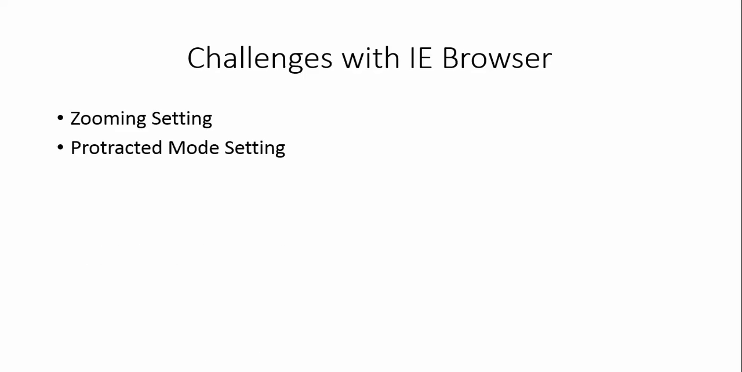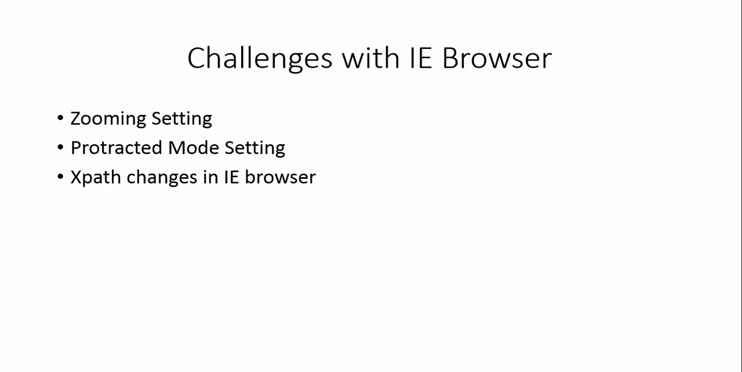Second one is protected mode setting. We have some default settings in IE browser. We have some security zones. So all four zones should be the same, either all set to protected mode or default mode. If any one of the levels is not set to protected or default, it will throw an exception. I will show you this as well.